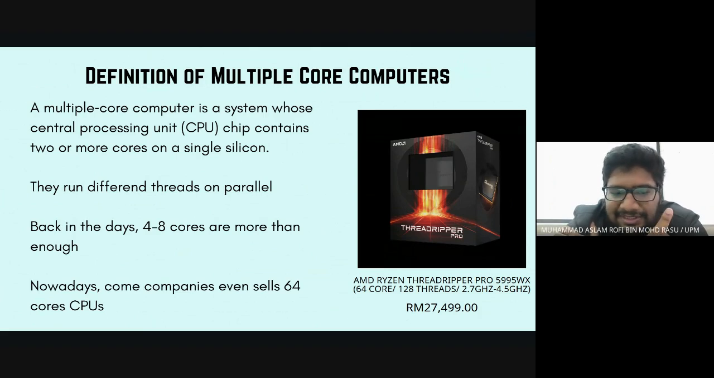Back in the days, we had one core, and then it has evolved, and now we even have 64 cores. You can look at the picture right there. That one is the Threadripper Pro. It's very expensive, 28,000 ringgit. It has 64 cores, and there are probably more items out there with more cores, but it's going to get more expensive the more cores we have. The next one.